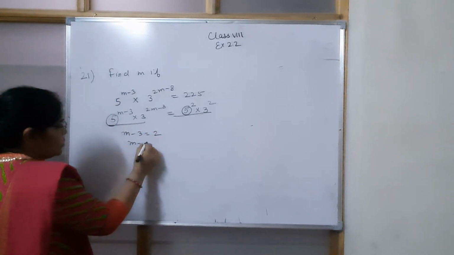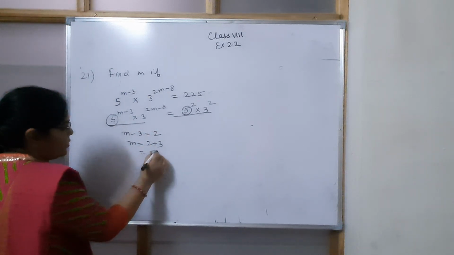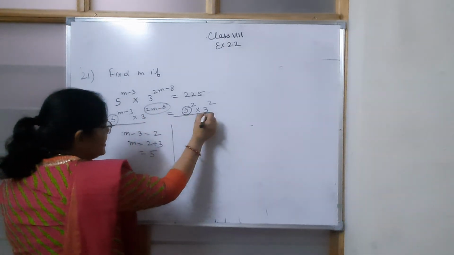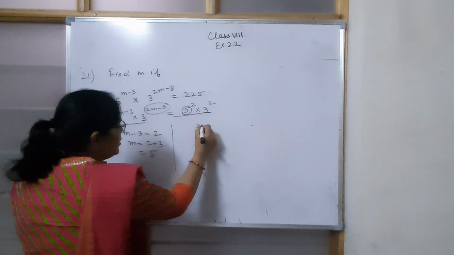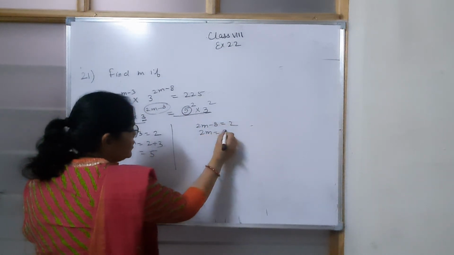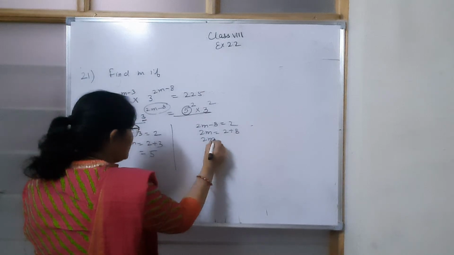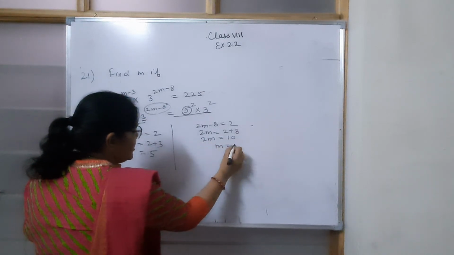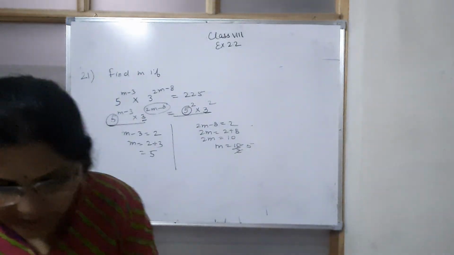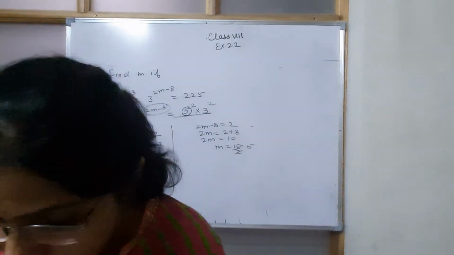So m is equal to what? 2 plus 3, which is equal to 5. Or if you wish to compare these, the bases are the same, 3, so the powers will also be the same. Here m will get the same value. So 2m is equal to 2 plus 8, which is 10. So m is equal to 10 upon 2, which is again 5. So what is the value of m? m will be 5.